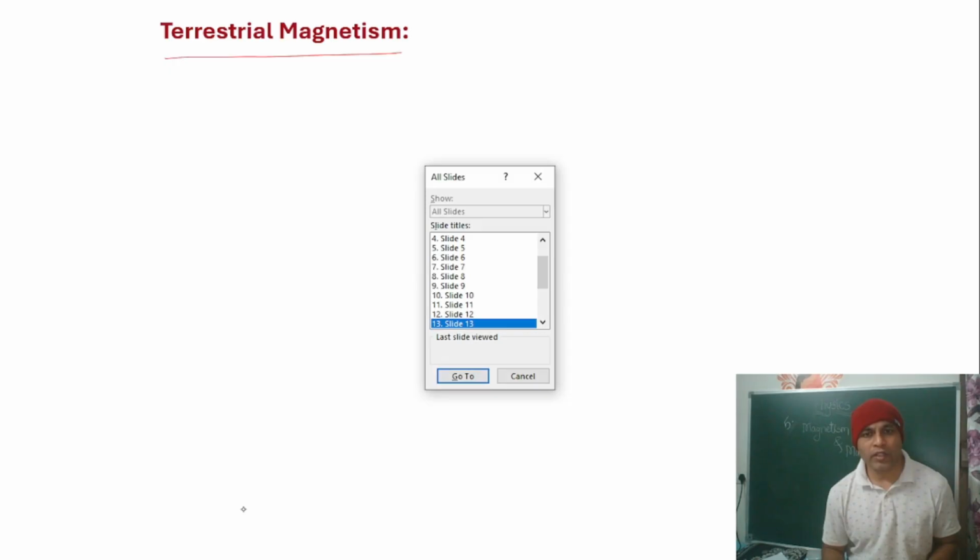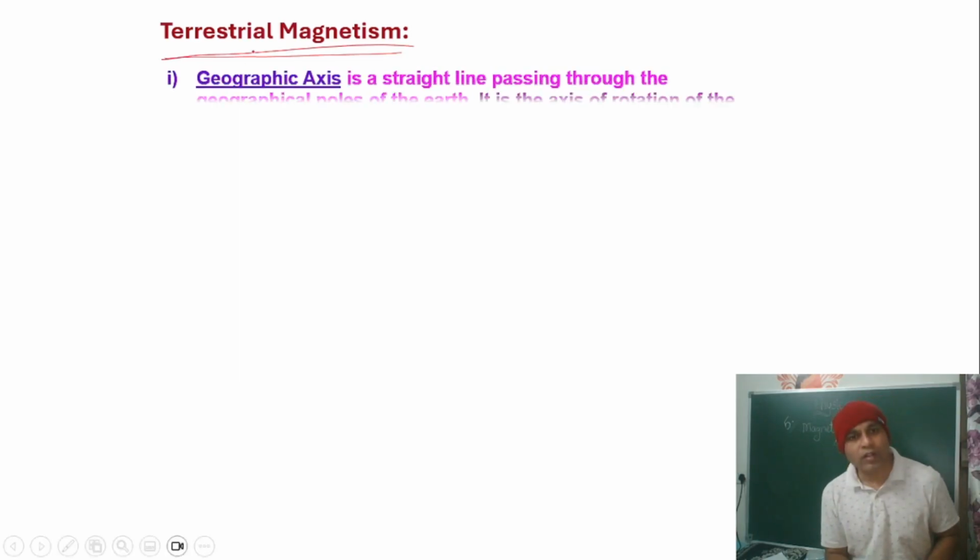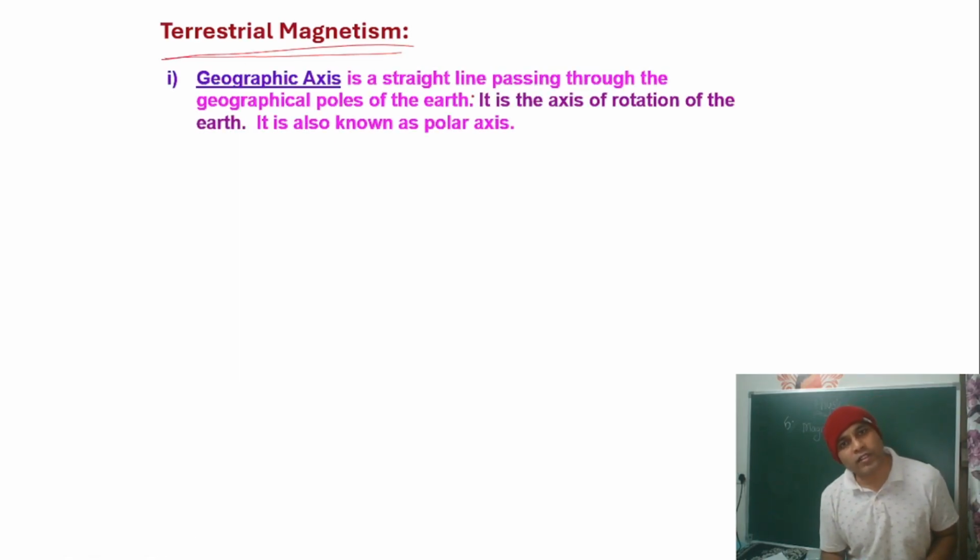The 13th slide. Now we are going to discuss terrestrial magnetism. What is terrestrial magnetism? The geographic axis is a straight line passing through the geographical poles of the Earth. It is the axis of rotation of the Earth, also known as the polar axis. So now we will discuss terrestrial magnetism through the geographic axis.